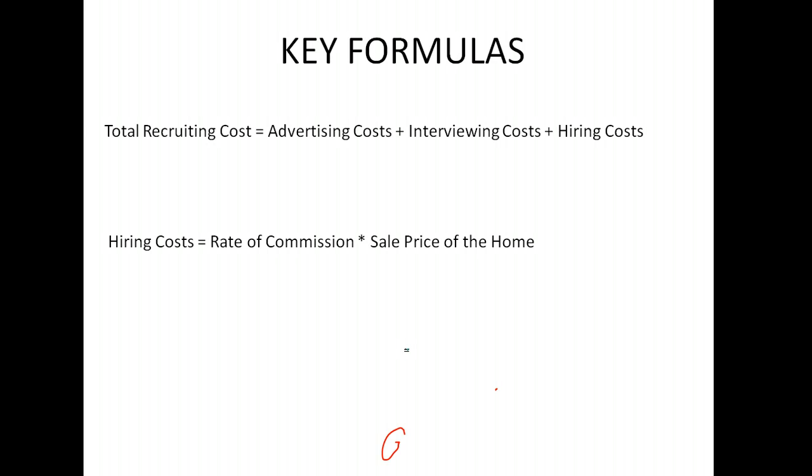Okay, so again, we're going to be working with recruiting and hiring costs. This is going to go a little bit different. We're going to include some algebra and be solving for values, but we are going to be using the same types of formulas: the total recruiting costs are advertising plus interviews plus hiring costs, and the hiring costs is the rated commission times the sale price of the home. So if you don't have those in your notes, you'll want to get those into your notes.